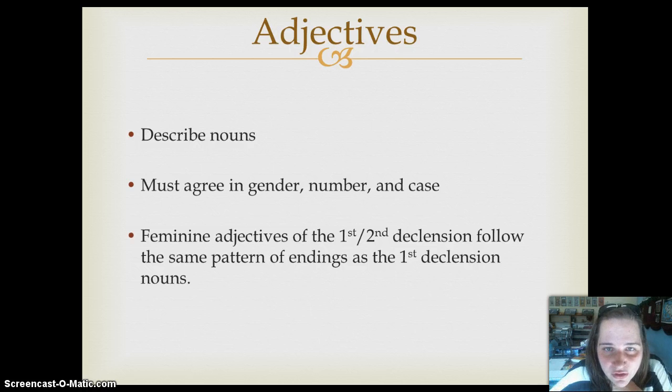Now, since we've only reviewed first declension nouns, you are only going to know how to form feminine adjectives because feminine adjectives follow the first declension nouns. But the masculine adjectives describe all masculine nouns, including first declension masculine. So for right now, you do not have to match an adjective with the masculine first declension because we haven't reviewed those endings yet, okay?